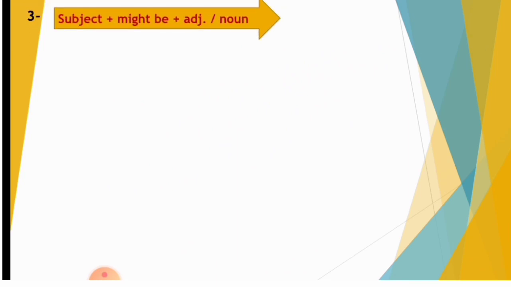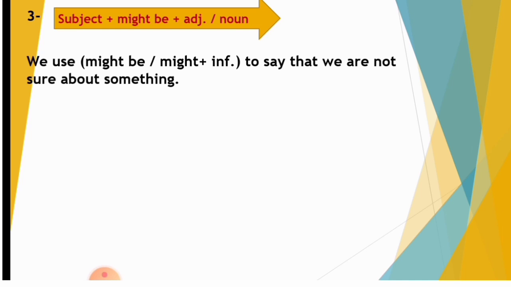Let's see number 3. We use subject, might be, plus adjective or noun. And we can use might followed by an infinitive. We use might be, or might followed by an infinitive, to say that we are not sure about something. Take care and differentiate between can't be and might be. When you use might be, you are not sure. But when you use can't be, you are sure not.